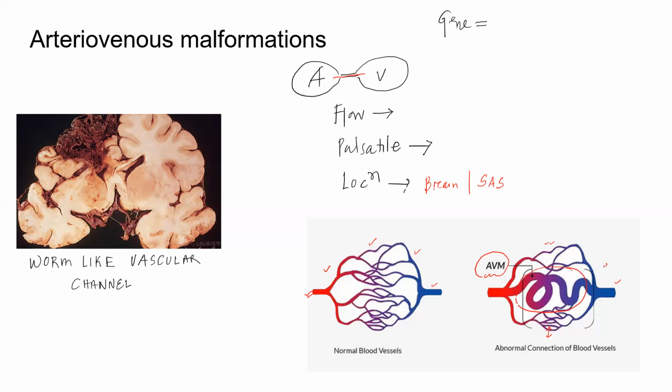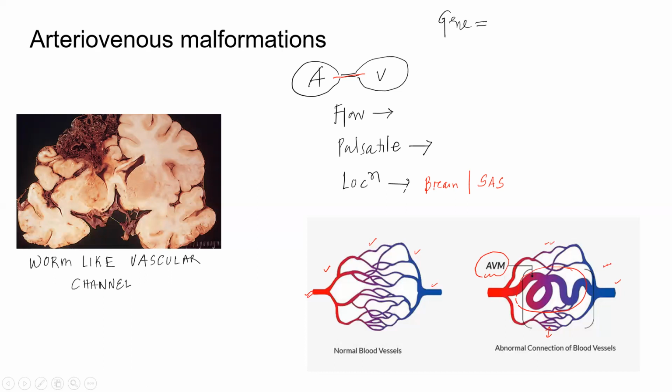If tissue oxygenation doesn't happen, the heart will try to pump more and more blood, but ultimately it will fail to meet the demands of the tissues. That is why it will cause high output heart failure. So AV malformations can cause high output heart failure.